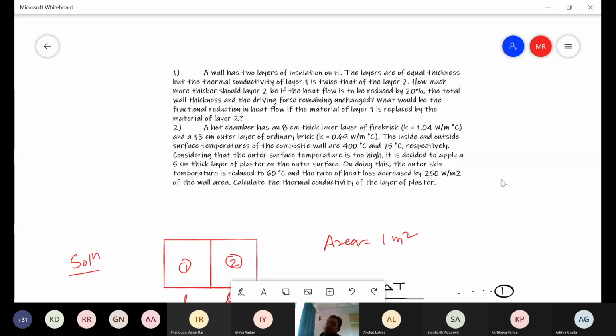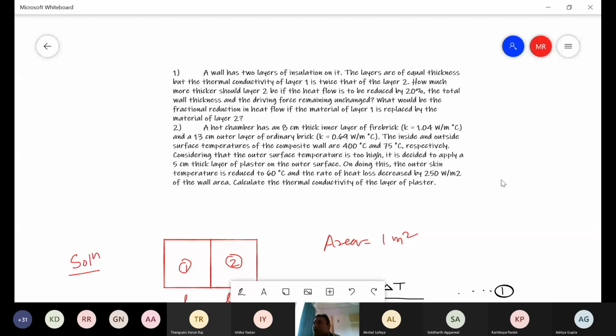Okay, so now what has been given in the second problem is an inner layer of fire clay and then there is the ordinary brick outside. So this is a classic example of a composite wall. So the inner wall is fire brick, the outer wall is ordinary brick. The temperature along the inner wall is 400 degrees Celsius. The temperature outside the outer wall is 75 degrees Celsius.